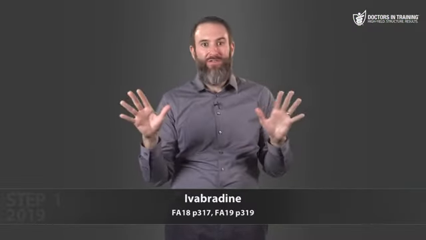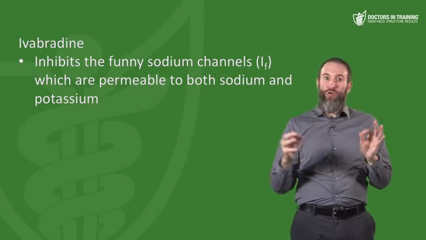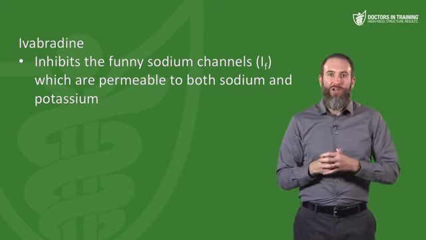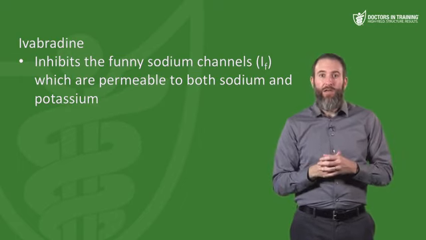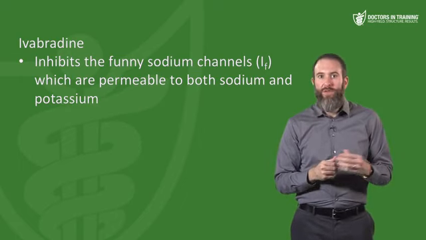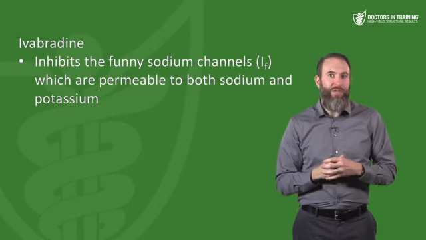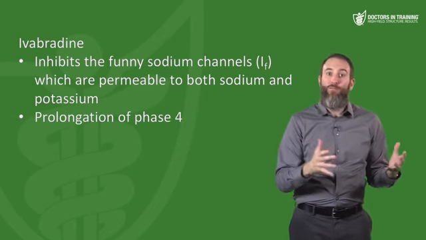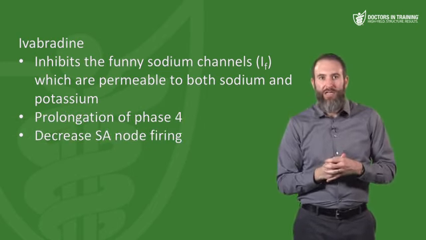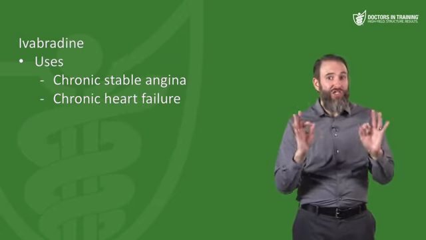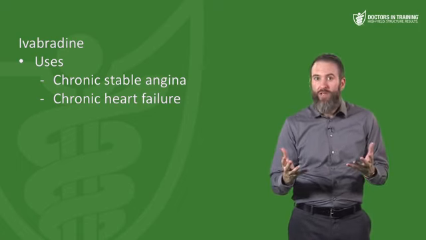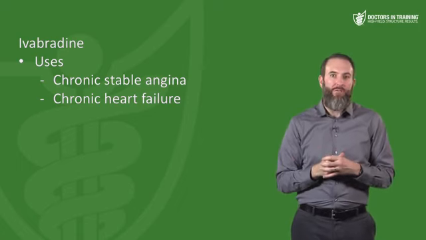Now there is one more drug I want you to know about. It doesn't fit in these categories very nicely at all. The drug is ivabradine. Now it inhibits the funny sodium channel. So funny sodium channels are named this because they are permeable to both sodium and potassium and are classified as If channels. Now when you block these channels, then we see a prolongation of phase 4, which will decrease SA node firing. Now ivabradine is used in chronic stable angina, especially in patients that maybe don't tolerate beta blockers, and they can also be used in patients with chronic heart failure.